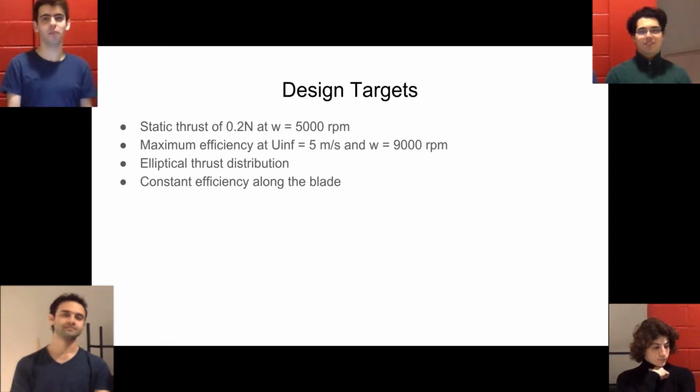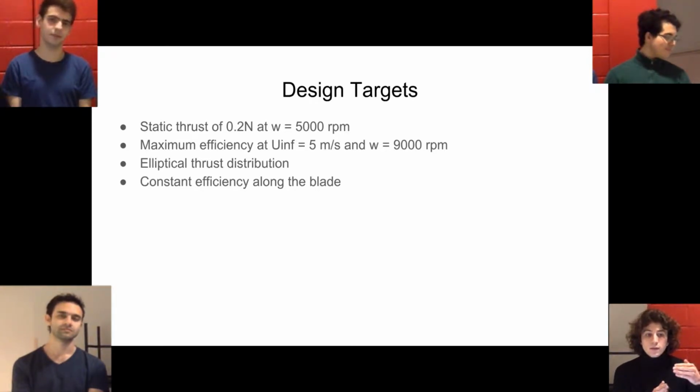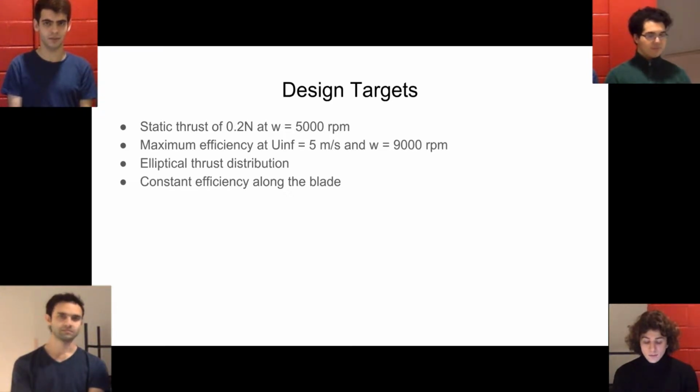We also decided to impose an elliptical thrust distribution, as this would minimize the induced drag, as we've seen in class. And this would then help us maximize our efficiency because we'd have less drag per unit thrust we produce. So we also decided to keep the efficiency constant along the blade because we thought that would keep the resultant force on the blade at a constant direction from the root to the tip. And this we thought would increase the efficiency of our propeller. And when we ran simulations, it actually showed that this was a good thing to do.